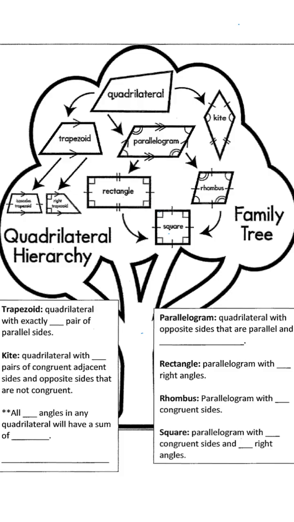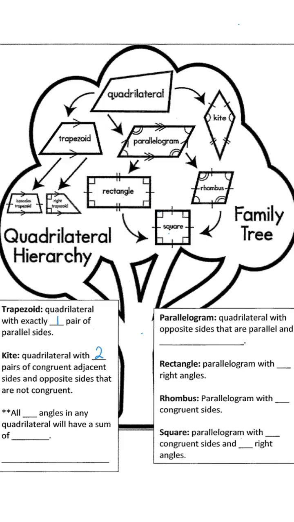So what makes a trapezoid an actual trapezoid? You can see that definition. It says it's a quadrilateral with exactly one pair of parallel sides. Okay, and a kite on the other side is a quadrilateral with two pairs of congruent adjacent sides and opposite sides that are not congruent.